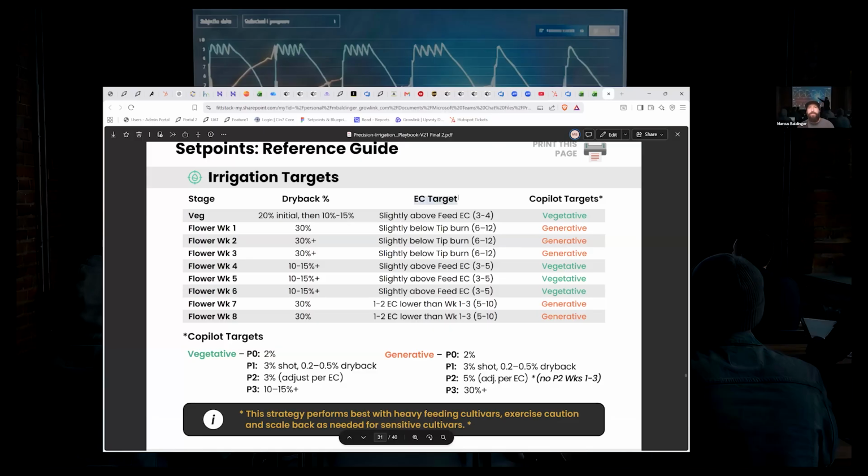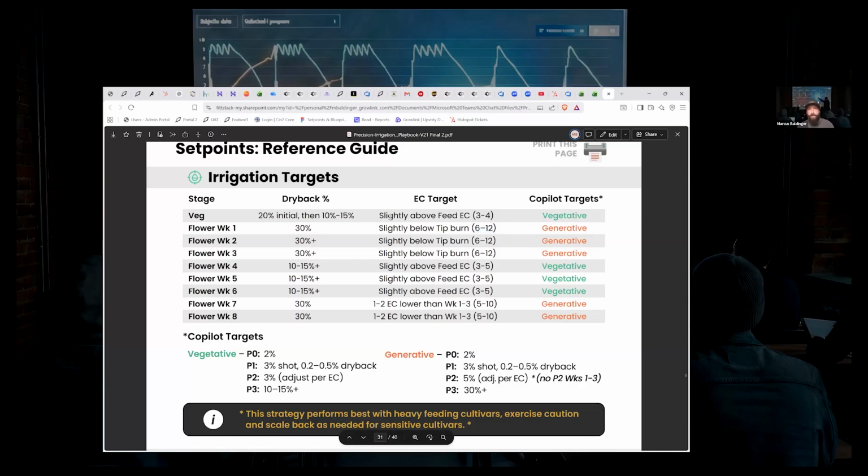For EC targets, as we can see, it's not just a straight up number. I know nobody likes to see this, they just want a number, but it's never just a number. There's way too many variables. I guarantee you every single one of you here has a completely different growth setup than each other, and that's different than mine. So these are rough guidelines, but whatever these numbers are, they don't matter. What matters is what your plant is doing.